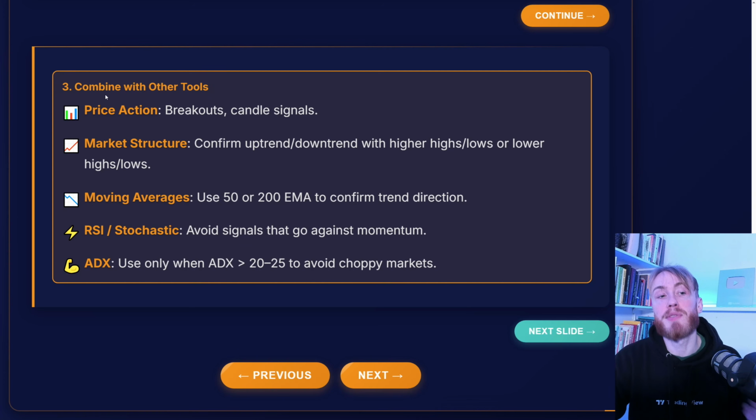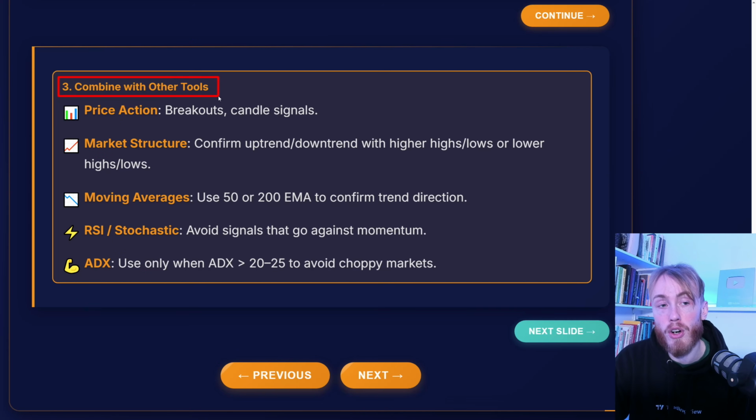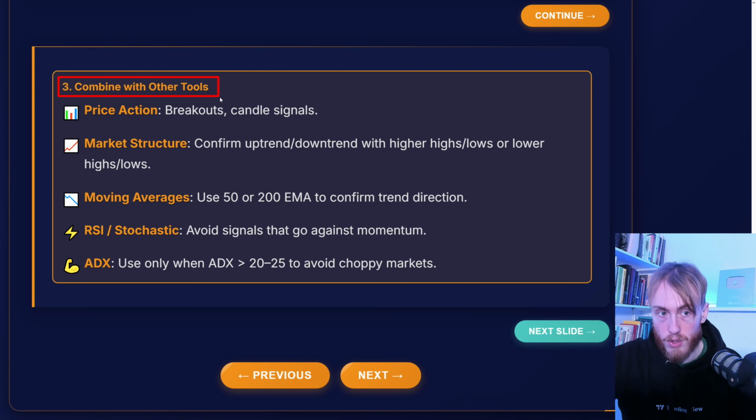And here, and this is very important, in order to make money with the parabolic SAR, I highly recommend to combine it with other technical analysis tools and concepts. One concept I have already recommended is price action, but you also want to combine it with market structure.